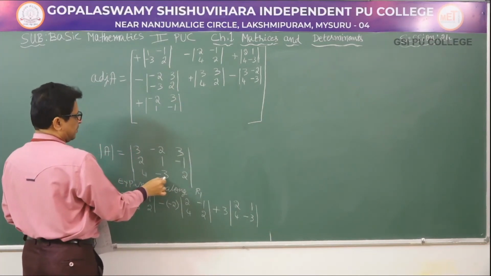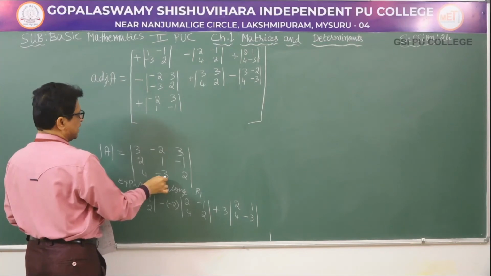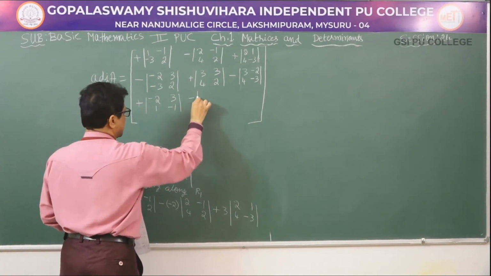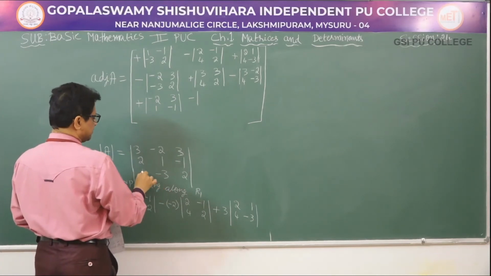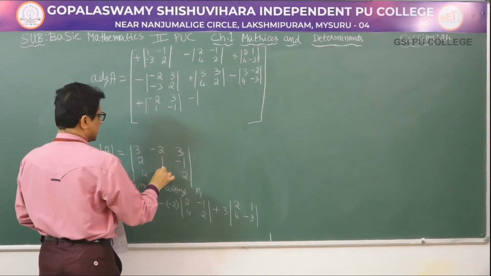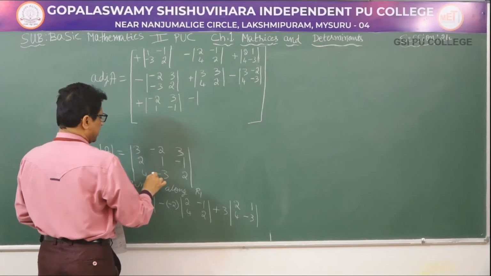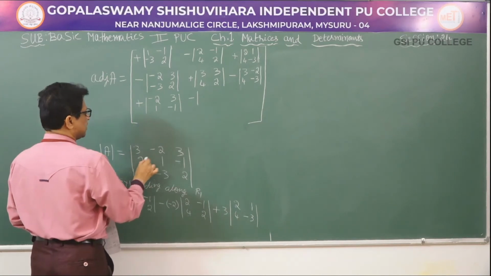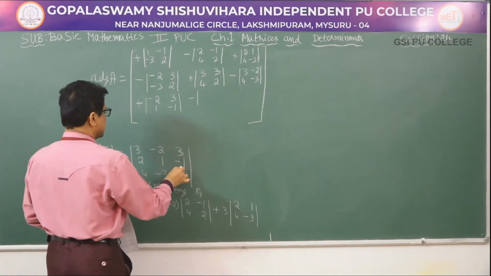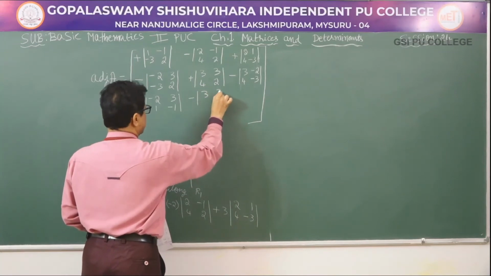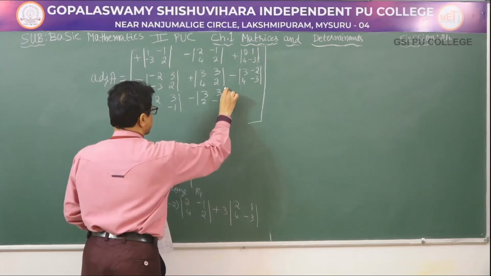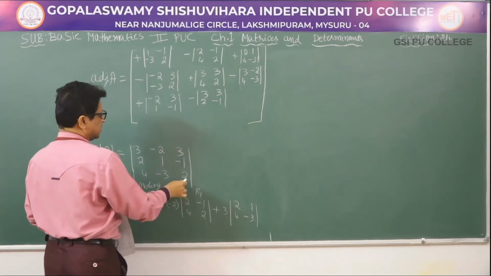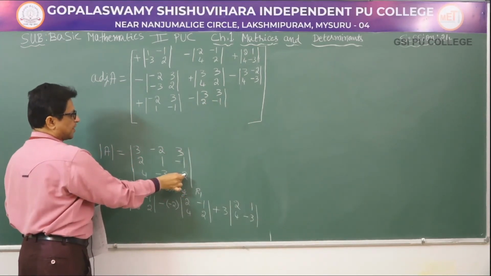Next, we shall find the cofactor of minus 3. First we write the sign minus. Minus 3 lies in the third row, second column. We eliminate the third row and second column and take the determinant of the remaining elements. That is determinant of 3, 3, 2 minus 1.